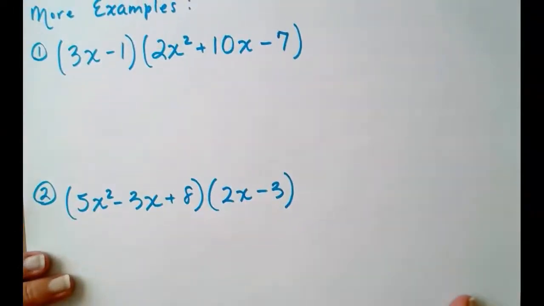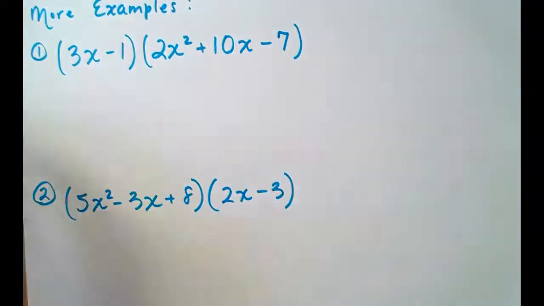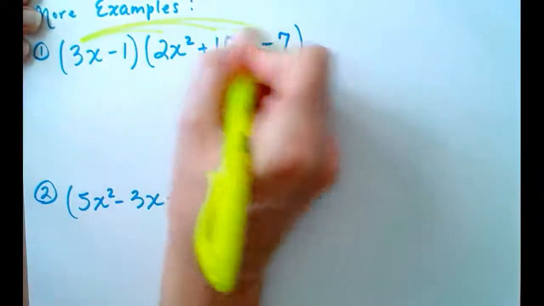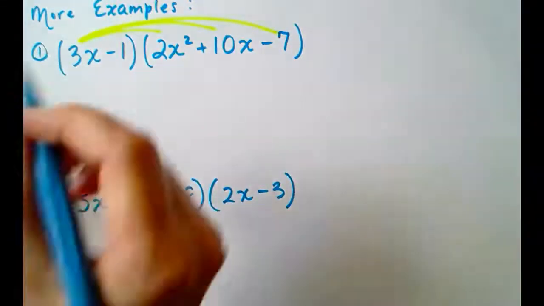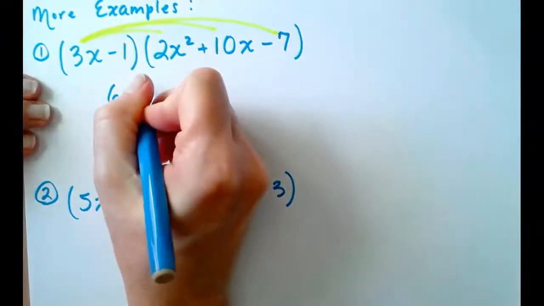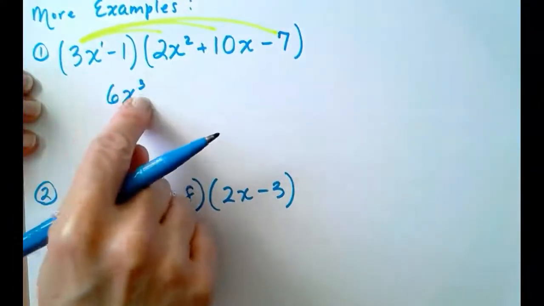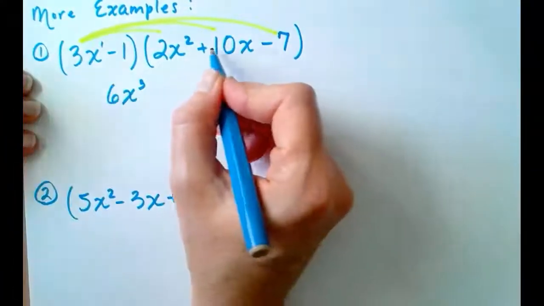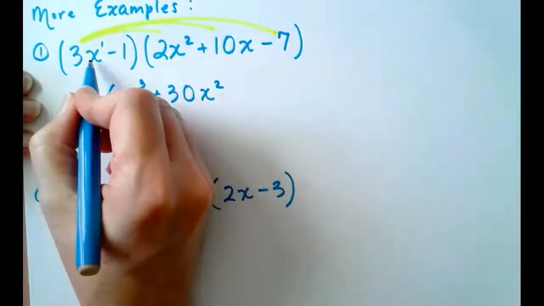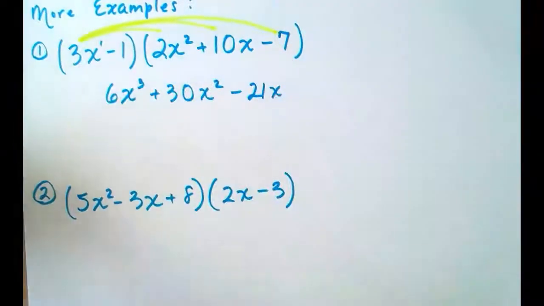Two more examples here. First of all, a binomial times a trinomial. So once again, we're going to take the 3x through the second set of parentheses. 3x times 2x squared is 6x cubed. I'm multiplying and the bases are the same, so add those exponents. 3x times 10x is plus 30x squared. 3x times negative 7, negative 21x.